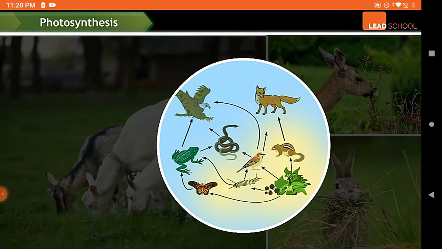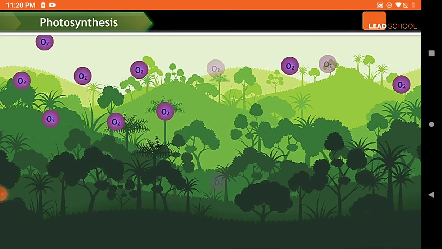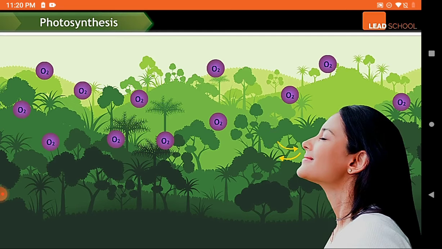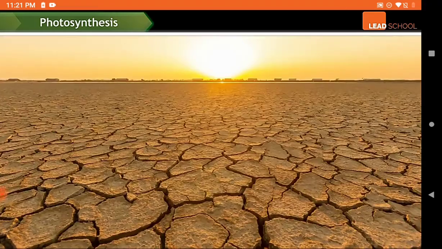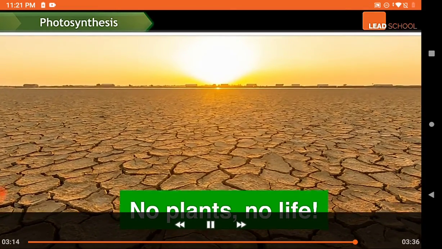All organisms depend on plants for food, either directly or indirectly. In addition to this, photosynthesis is the only process that provides Earth its oxygen. So, there would be no life on Earth.